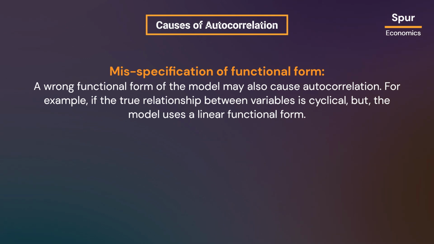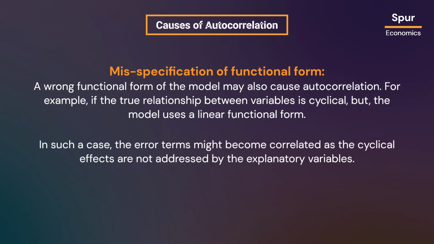Misspecification of functional form. A wrong functional form of the model may also cause autocorrelation. For example, if the true relationship between variables is cyclical, but the model uses a linear functional form. In such a case, the error terms might become correlated as the cyclical effects are not addressed by the explanatory variables.